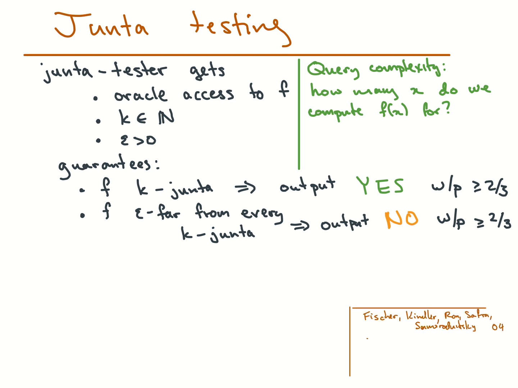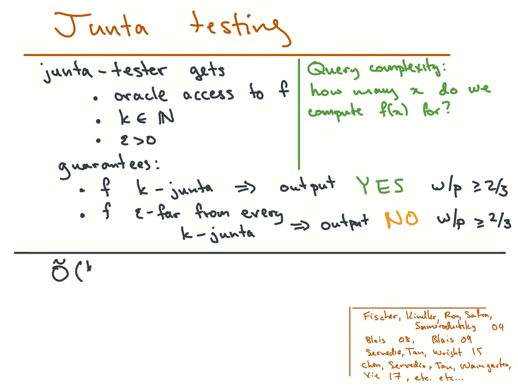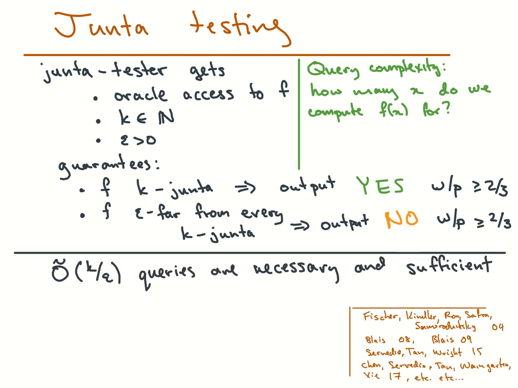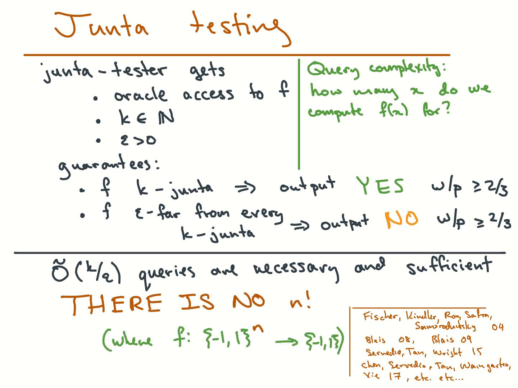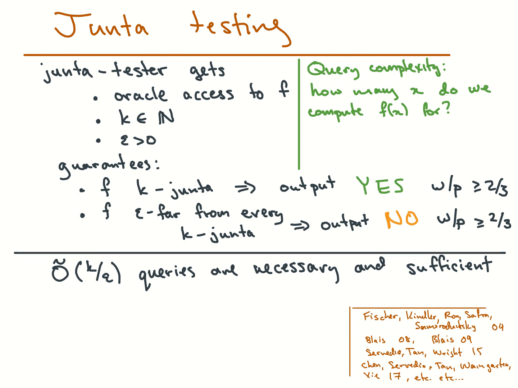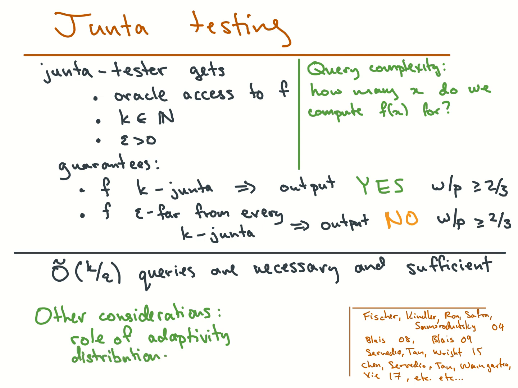To gloss very quickly over many works over many years, testing k-juntas with tolerance epsilon takes about k over epsilon queries. Getting the optimal dependence on k and epsilon is nice and all, but really the important thing here is that there is no n. The query complexity is independent of the ambient dimension. Let me mention very briefly that various other considerations have been considered, such as the difference between adaptive and non-adaptive queries, and also some very nice recent work on distribution-free testing, which is when you want to be more flexible in the notion of epsilon far.